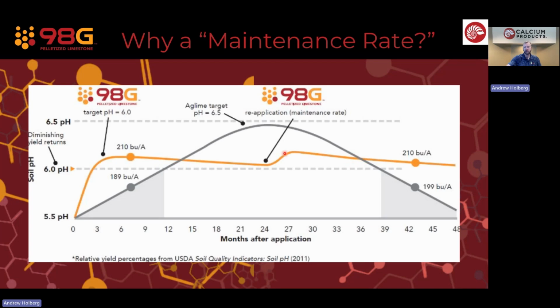Depending on what type of nitrogen program is being used to keep that soil pH where it is. And then you get that yield benefit again towards the end of the program when that separation has become evident again between the soil pH values and the two liming regimens. So, this kind of lays out that whole idea of using a different target pH for ag lime than you would for 98G.